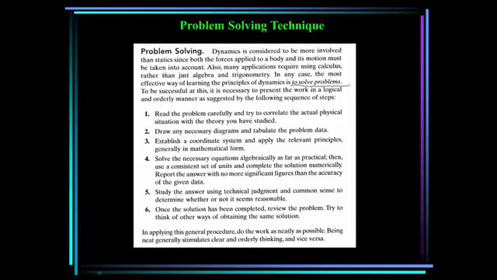So follow these 6 steps. Read the problem carefully. Try to figure out which theory you are going to use. Draw any necessary diagrams, such as a free body diagram perhaps, and then tabulate the problem data beside that diagram. Establish a coordinate system, and then apply the relevant principles. Solve the necessary equations. When you get your answer, this is the gut check. Study the answer and ask, does it make any sense? Did I get an acceleration that is orders of magnitude greater than anything else?